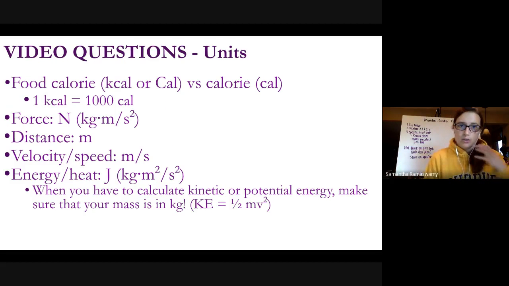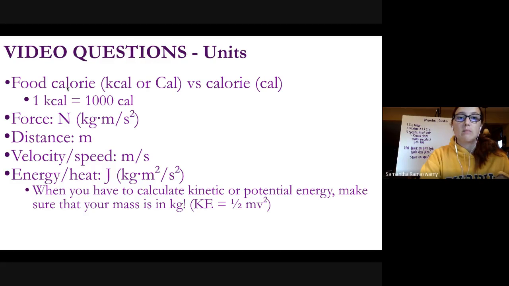Now I want to get into some questions from video 2.1 and 2.2. This was a lot of conceptual background information. There wasn't much math in the first 2 videos. There were some questions on units, the difference between a food calorie and a calorie, force, distance, velocity. So I just want to go through the units for you. A food calorie is a kilocalorie, like kilometer, it's just a kilocalorie. So when you eat something that's 100 calories, that's a food calorie. That's actually 100 kilocalories. That is also represented by a capital C for Calorie.